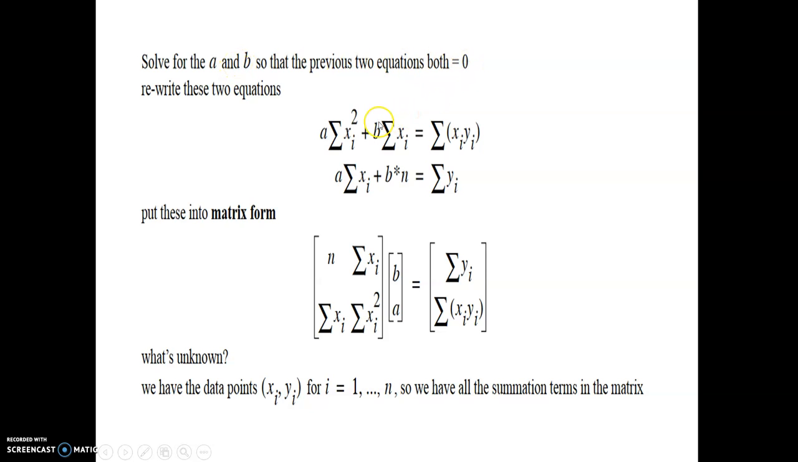When we rewrite the equation, we get a summation xi square plus b summation xi is equal to summation xi yi, and the second equation, a summation xi plus b into n is equal to summation yi. We are getting these equations when we are solving it. Okay, so these are the equations.